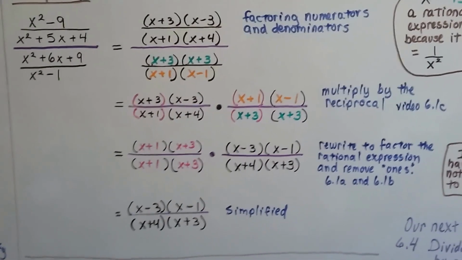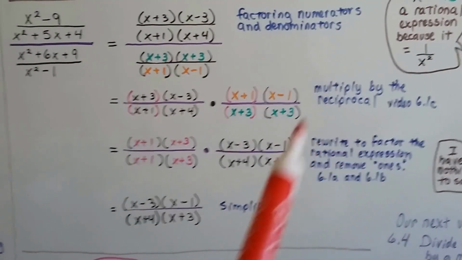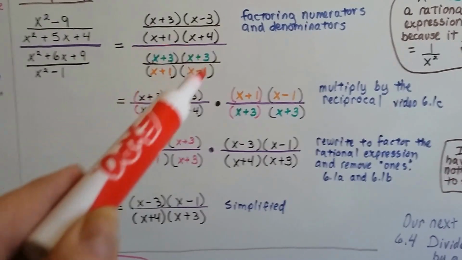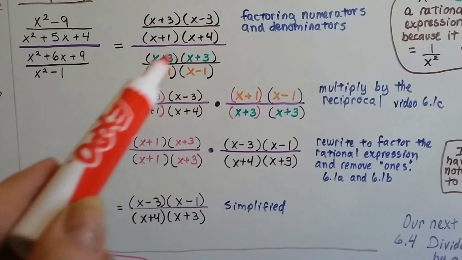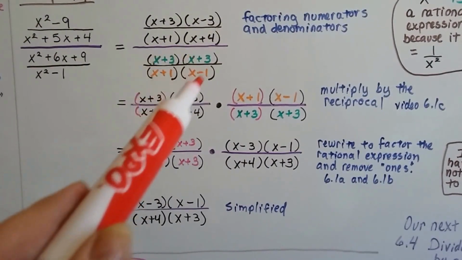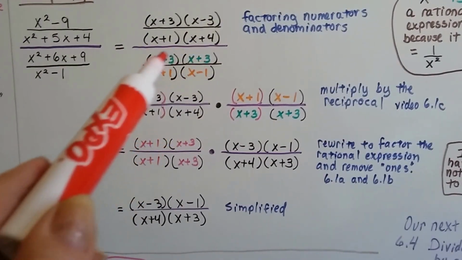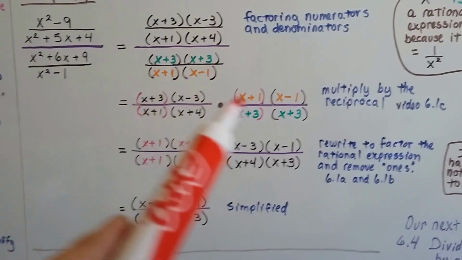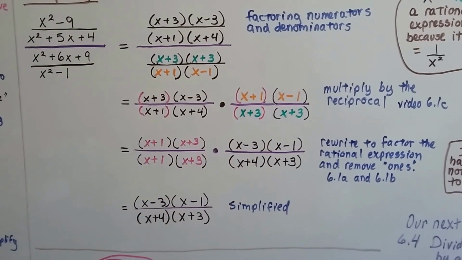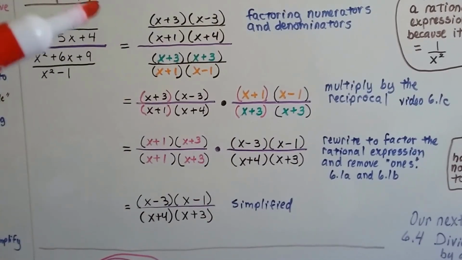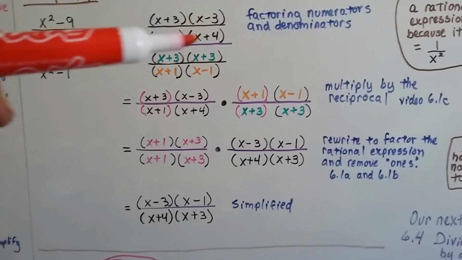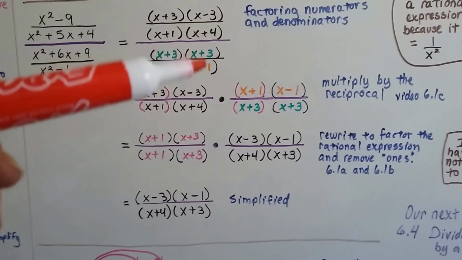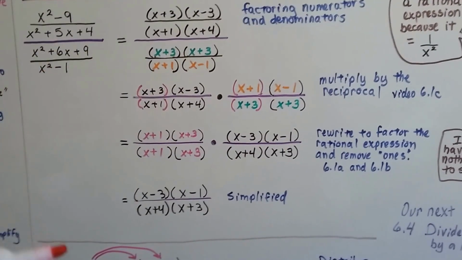We're going to multiply by the reciprocal, and that was from video 6.1c, and that link is in this description. So, we're going to flip this around. This was our big denominator in the complex rational expression. We're going to flip this around so its denominator is its numerator, and its numerator is its denominator. It's going to be a reciprocal, see? So now the orange is on top and the green's on the bottom. And now, instead of dividing this by this, we're going to multiply this by this reciprocal, okay?